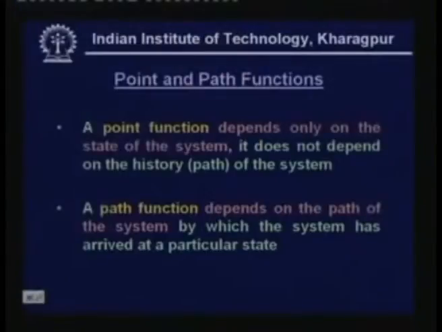Now let us look at path function. A path function depends on the path of the system by which the system has arrived at a particular state. That means in order to evaluate the path function, it is not enough to know the initial and final states, you also need to know the exact path taken by the process. So you need to know the initial and final states as well as the path. Let me show an example.